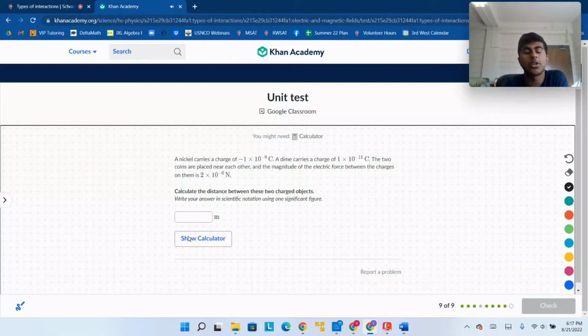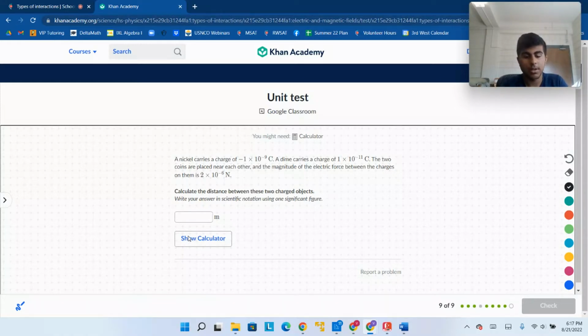A nickel carries a charge of negative 1 times 10 to the negative 9 coulombs. A dime carries a charge of 1 times 10 to the negative 11 coulombs. The two coins are placed near each other, and the magnitude of the electric force between the charges on them is 2 times 10 to the negative 6. Calculate the distance between the two charged objects.